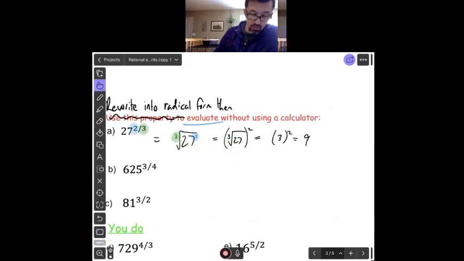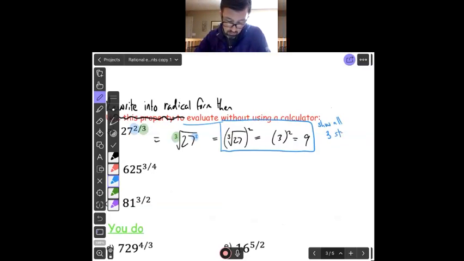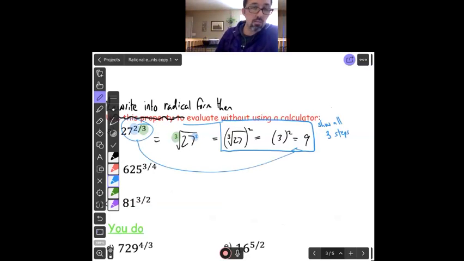So what I'm going to want to see from you guys as far as work is all of this. I'm not going to be happy if you get right on the problem and then you give me an answer. You need to rewrite it into radical form and then show me how it's changing. I want to see all 3 steps. That's my expectation here.